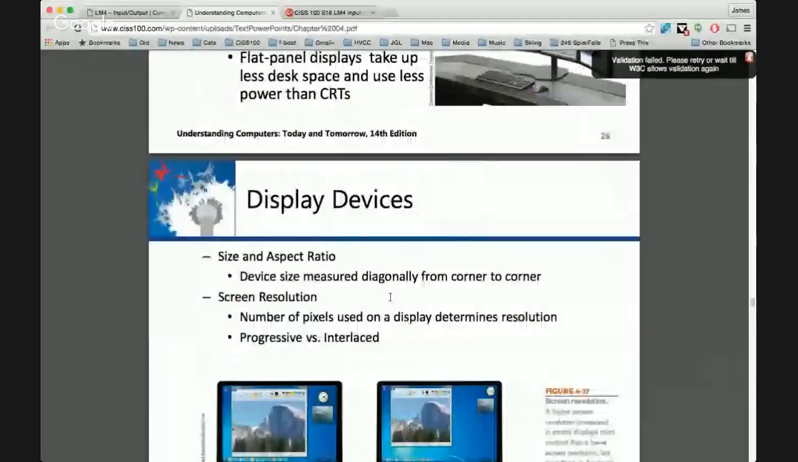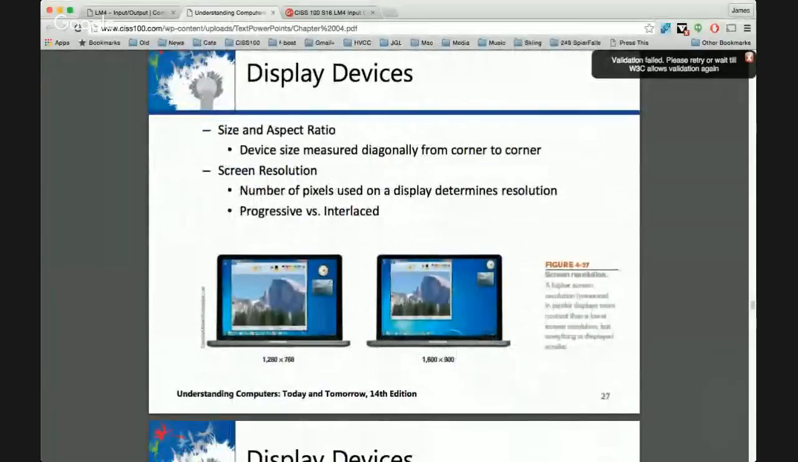Typically, I don't learn about displays until I'm buying a new TV, or at least the new technology. So size and aspect ratio. Again, if you're a purchasing person, that's one of the things I always wanted to do. I would love to be a purchasing agent for a company. It would be great just to continually research the latest and greatest out there in prices.